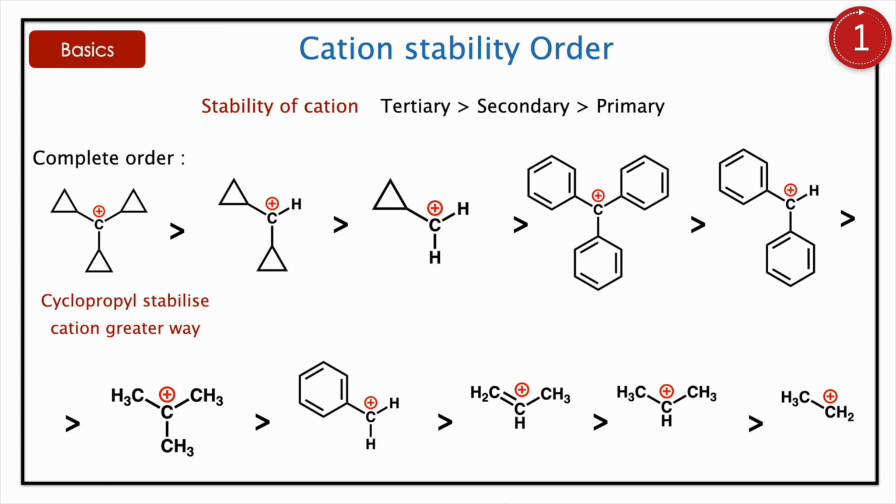Since the cation is the central part, you should know the stability order. In simple terms, tertiary is more stable, then secondary, then primary, due to hyperconjugation. But the complete order is that the cyclopropyl system can stabilize more because of the position of the p orbital. So first comes the cyclopropyl system, then the aryl system, then the alkyl system. Finally you have the methyl system. If you memorize the cation order, you can answer problems very quickly.